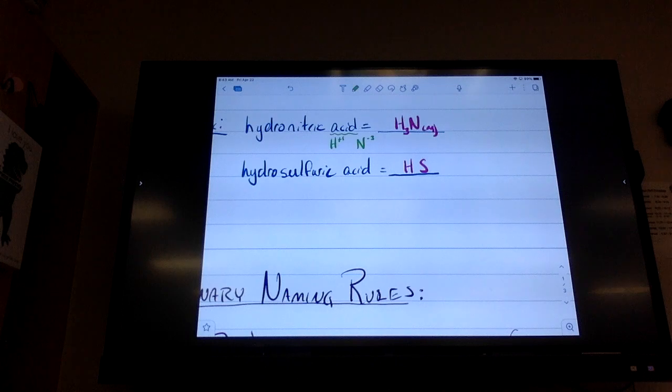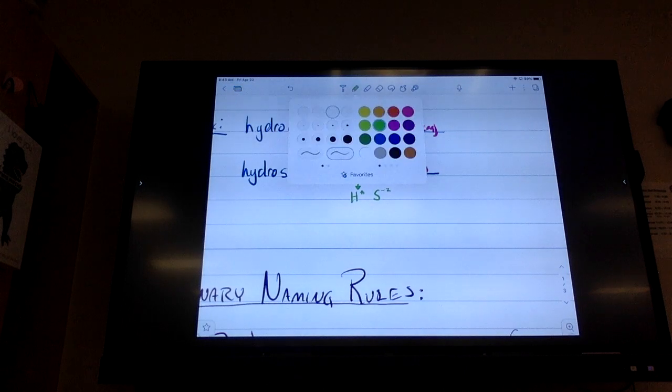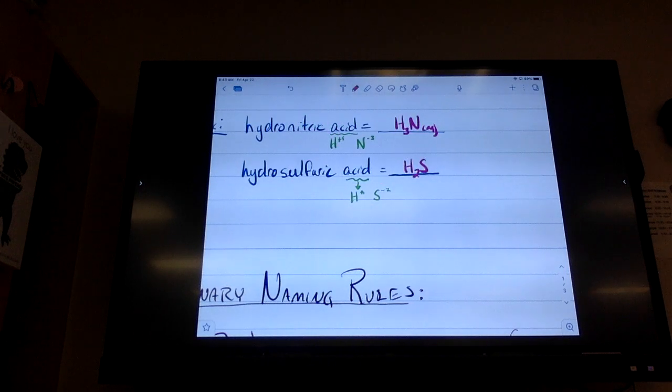All right. The acid tells you what? Yes, but it starts with H. And then the sulfur part, S-2. And so there's my correct formula. Did you get it right? Yeah. Okay.